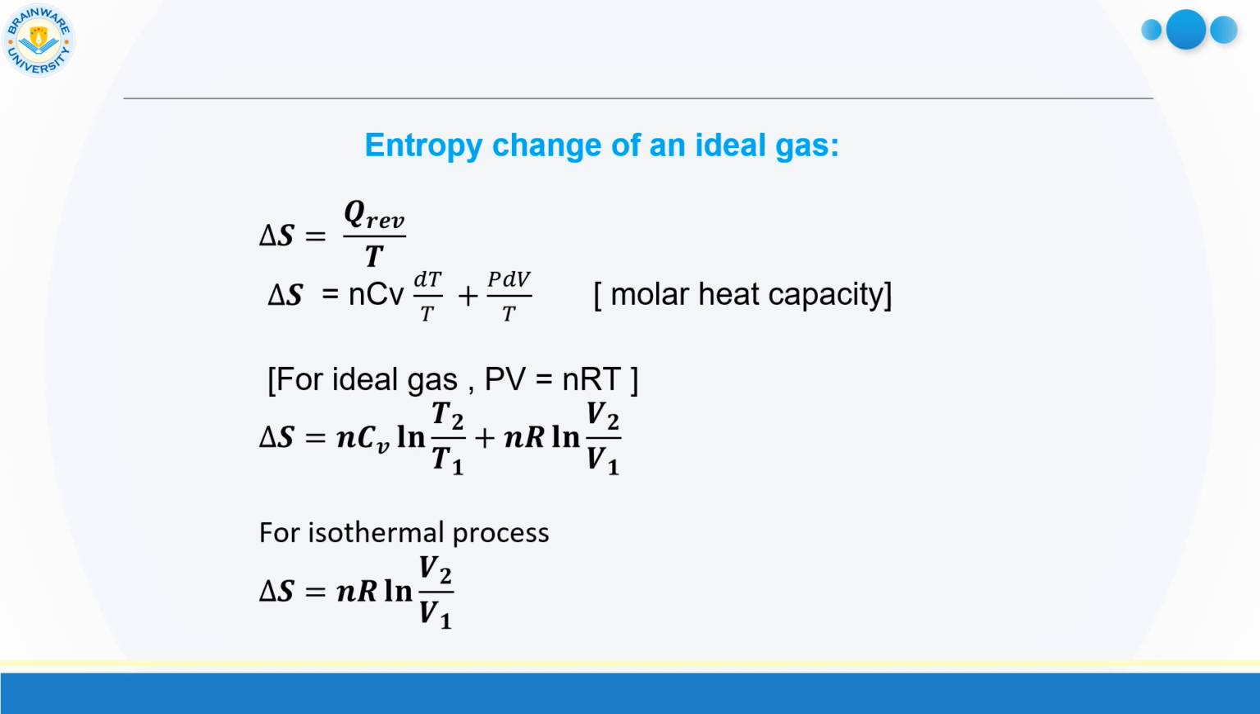So how are we going to calculate the change of entropy for an ideal gas? See, this is the equation for calculating entropy change, delta S equal to q reversible by T. Now, if we substitute, we will get delta S equal to n C_V dT by T plus P dV by T. For an ideal gas, PV equal to nRT. By putting this, we will get this equation. Now, for an isothermal process, the first term will go and we will get only delta S equal to nR ln V2 by V1.